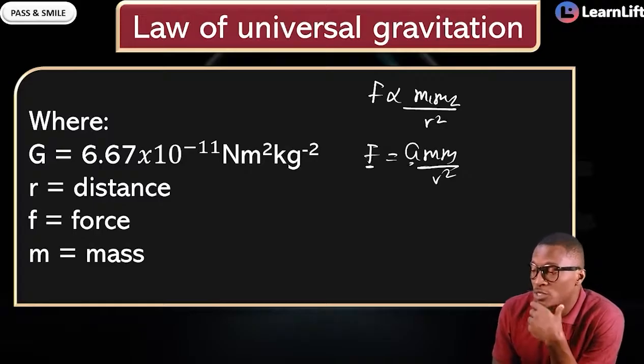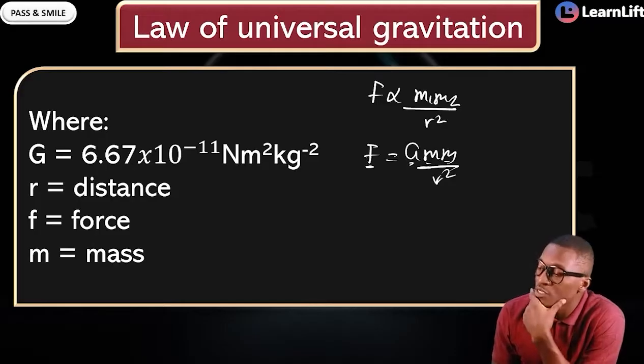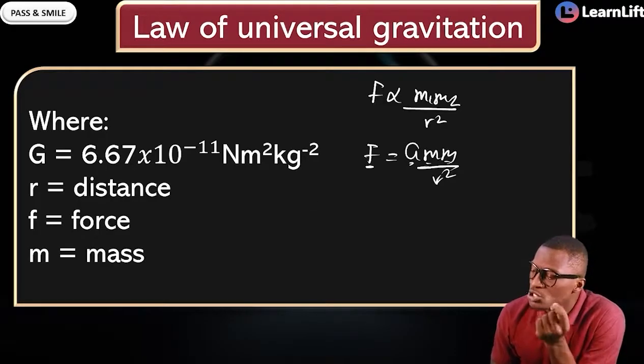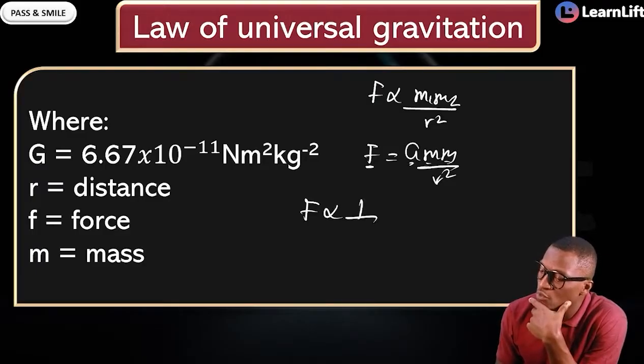This is the gravitational constant, which is 6.7 × 10⁻¹¹. This is mass 1, mass 2. This is the distance between them. Now, there's a relationship between force and distance here. What's the relationship? They're inversely proportional. That's F is proportional to 1 over R squared.